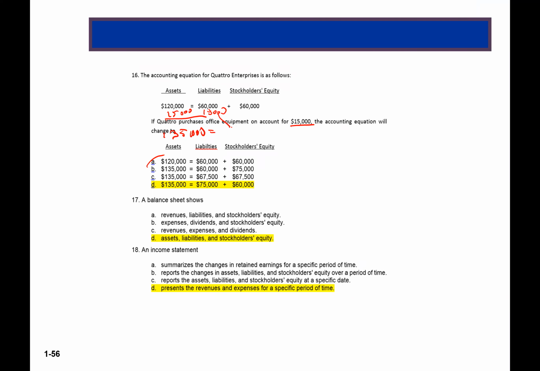15,000. So I'm a little off here. I'm showing this, but that would bring my liabilities to what? 75,000. And nothing happened to stockholders' equity, so that stays the same.